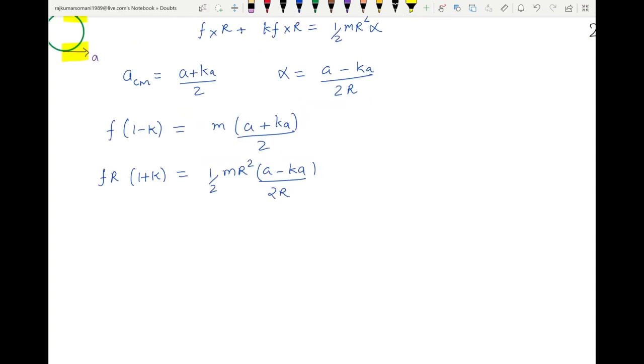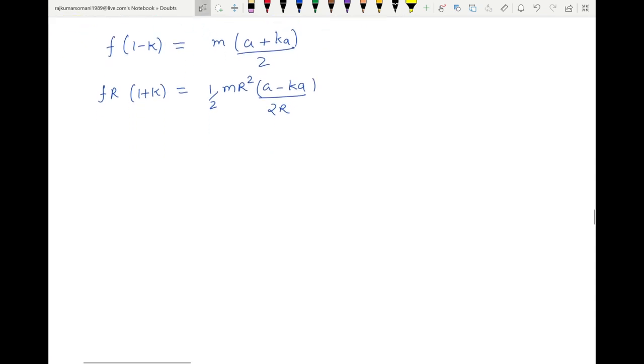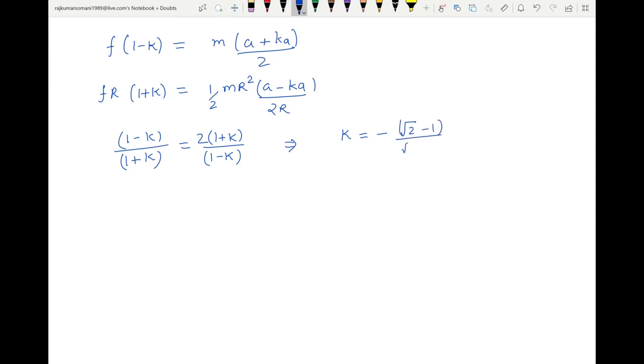So by dividing these two equations I get 1 minus K upon 1 plus K equals 1 plus K upon 1 minus K divided by 2, so 2 comes in the numerator. Solving this for K gives us K equals minus root 2 minus 1 upon root 2 plus 1.